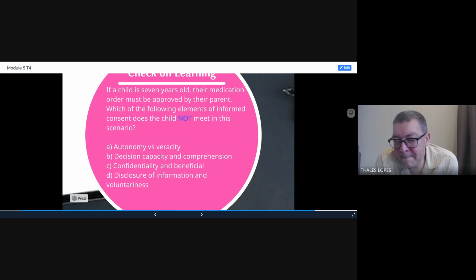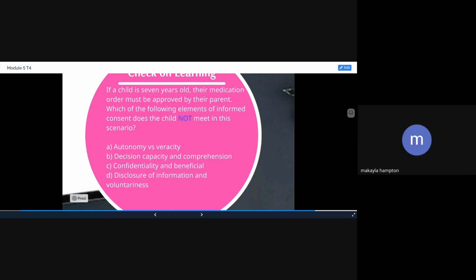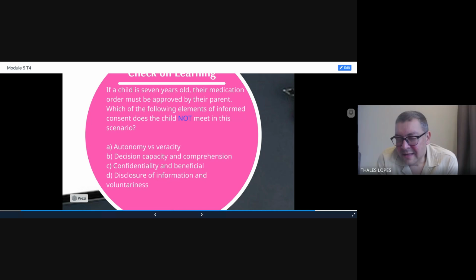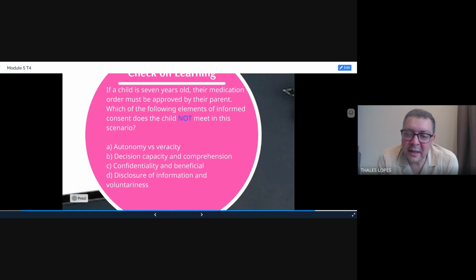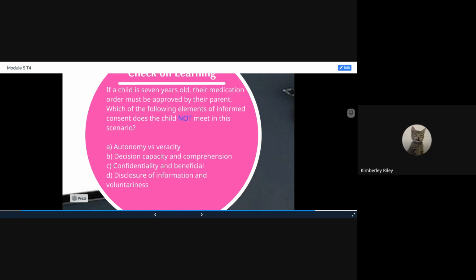So now let's take B. Does the patient have capacity and comprehension? 7 years old. No. Right. Does the patient answer C, confidentiality versus beneficence? No. Is this D, the disclosure of information and voluntariness? Oh, it is part of informed consent, and the patient is disclosing information voluntarily. But is that stronger than capacity? That's not the best answer. So what would be the answer?